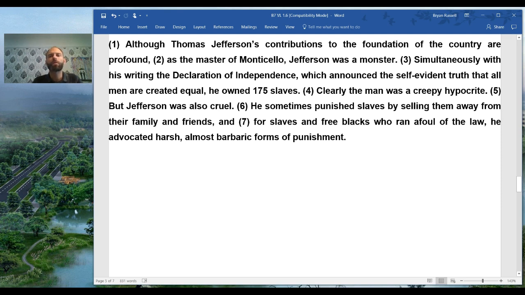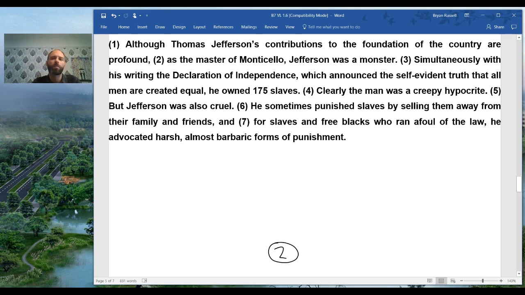As the master of Monticello, Jefferson was a monster. And then it gives reasons why we might think he was a monster. So in this passage, we should leave one out of it. One sort of sets up this issue, gives us a contrast for the actual conclusion that as the master of Monticello, Jefferson was a monster. So 2 is the conclusion. We're going to leave 1 out of our diagram. So we'll put 2 down here at the bottom.